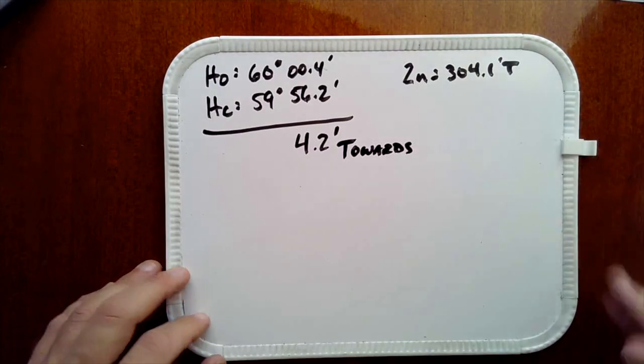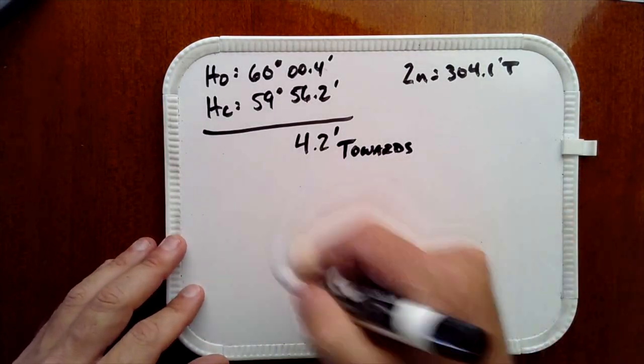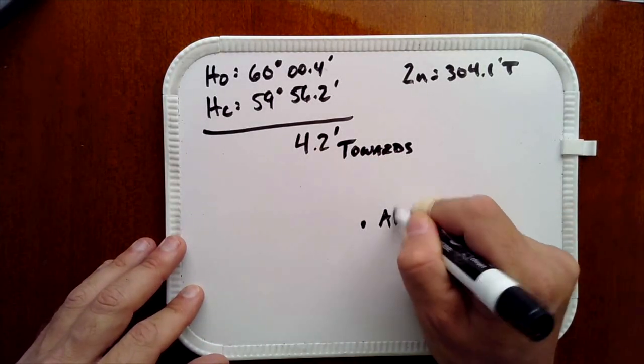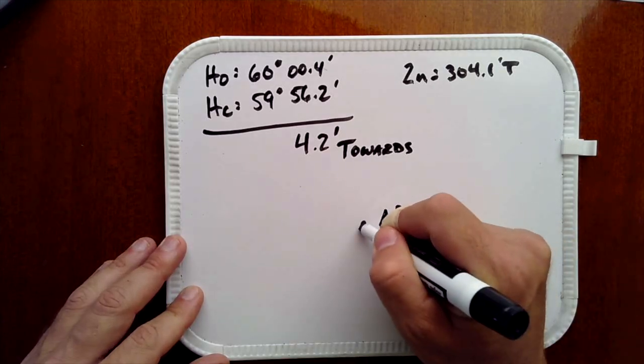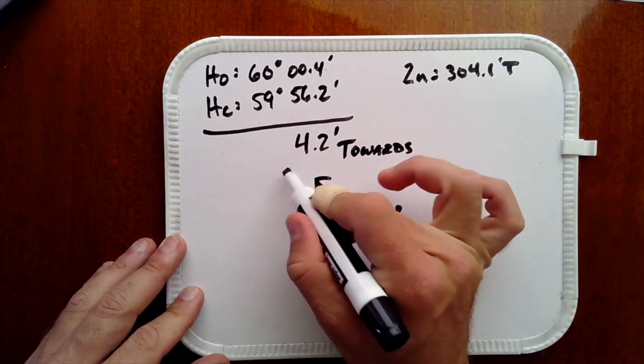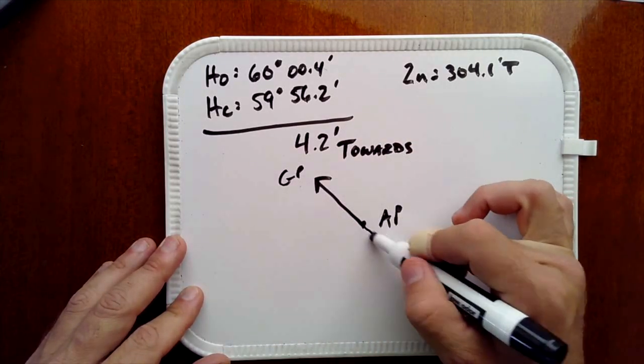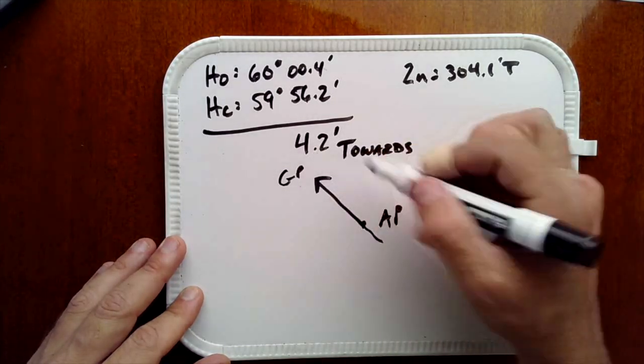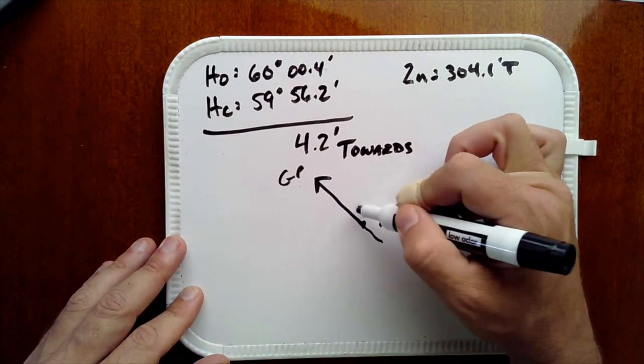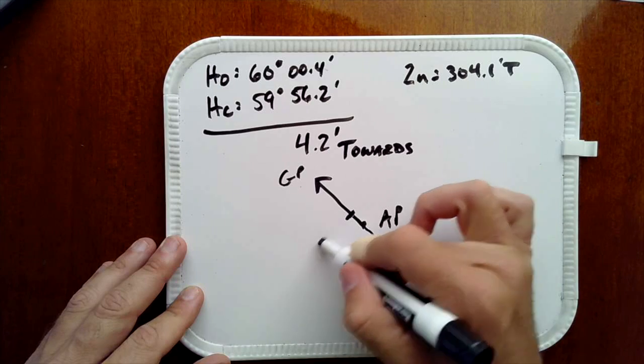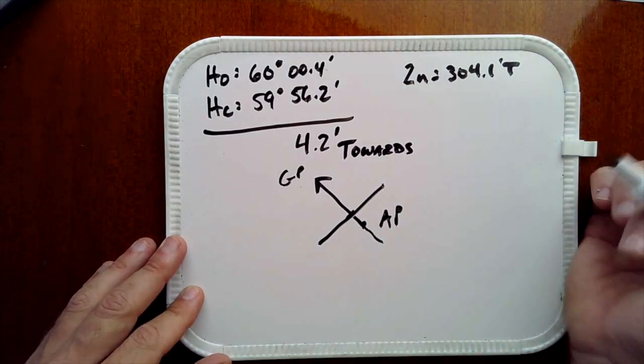Our ZN is 304.1. So in essence, we'll set up our universal plotting sheet. We'll plot our AP. We'll plot towards the GP of 304.1 and a little bit away always just in case. Then we'll take 4.2 towards the GP, make our mark, and that's going to be our LOP.